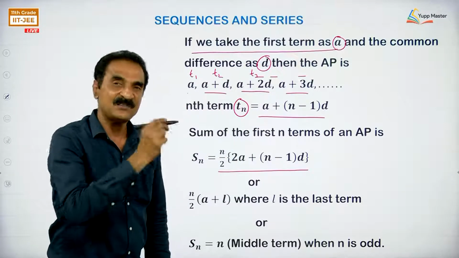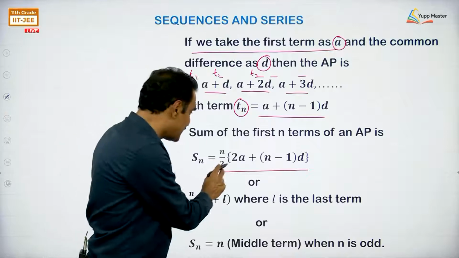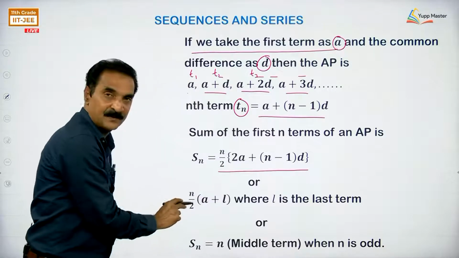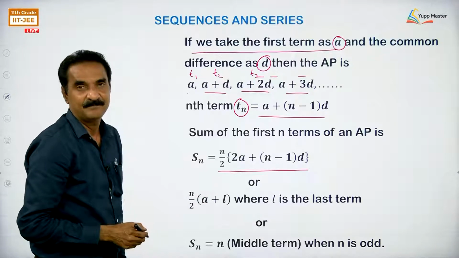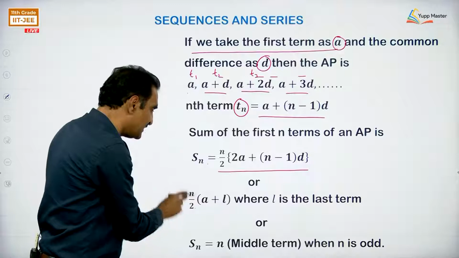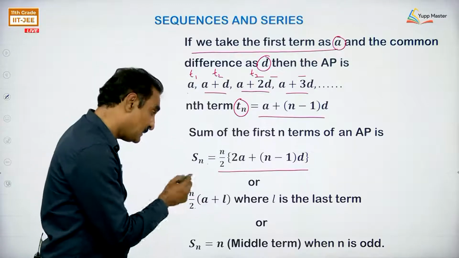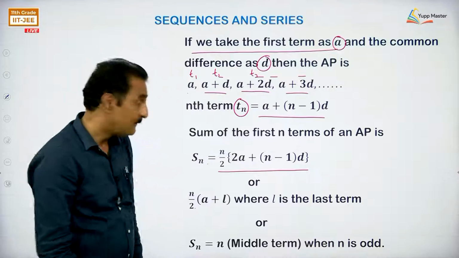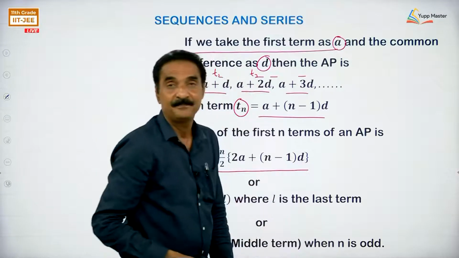If you denote the last term by L, you can write the same formula as n by 2 into (a plus L), first term plus last term. So you can remember the formula in this way or in this way. And it is also n into middle term, only when n is odd.